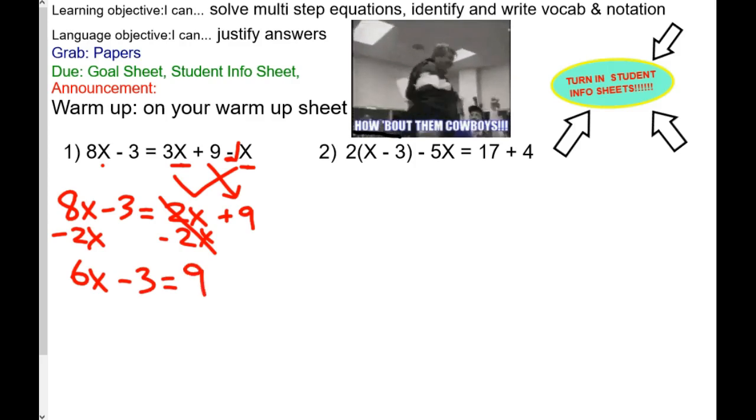Now, at that point, you can see on the left-hand side there's 2 numbers, so it's a 2-step problem. What do I get rid of first? The loner, right?